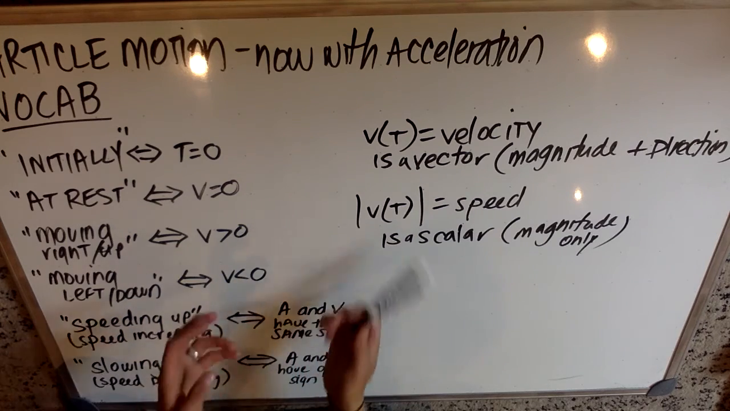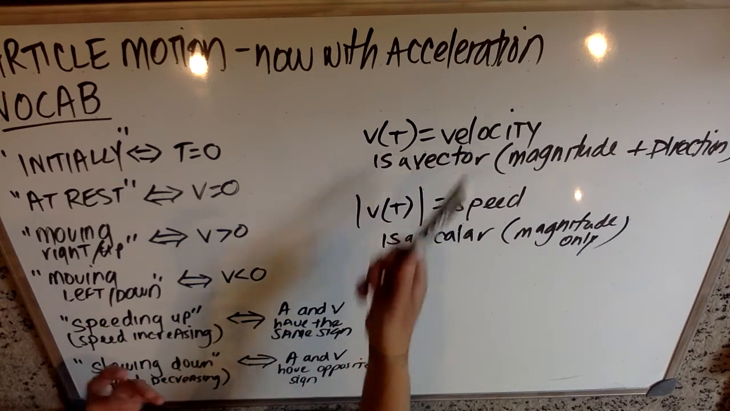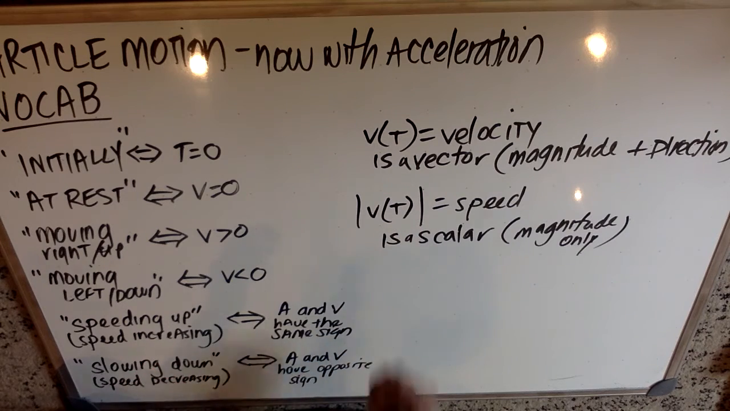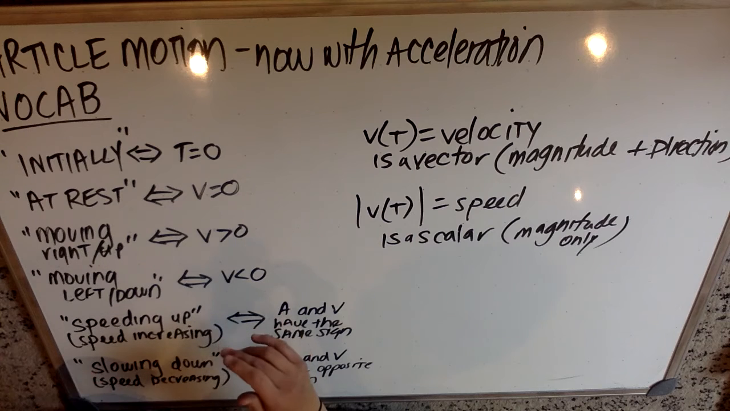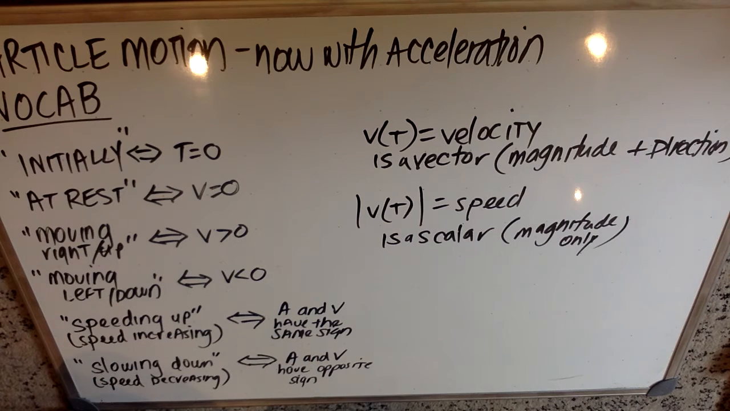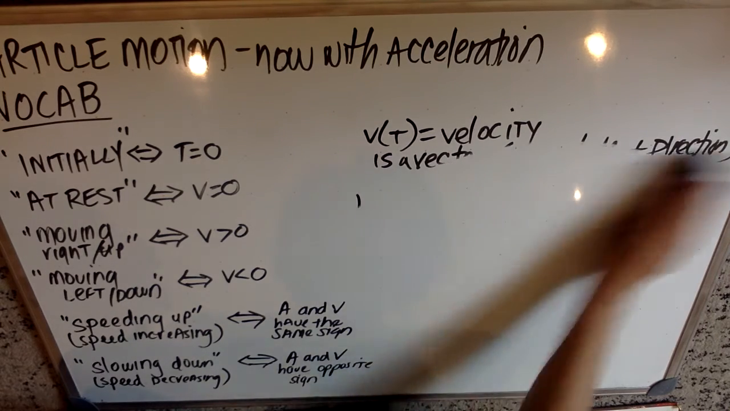So if I'm plummeting out of that helicopter, my velocity is negative, but my speed is positive. My speed is just how big the number is of how fast I'm falling, okay? So that's just kind of the idea. Now that we know a little bit of vocab, let's do a little bit of stuff and things.